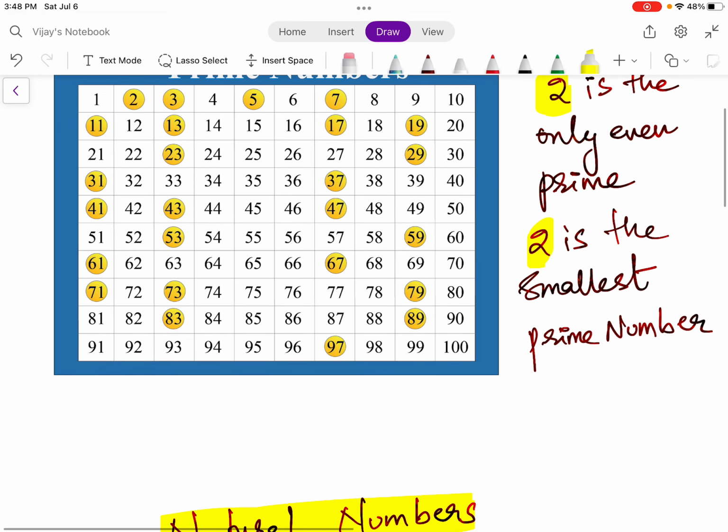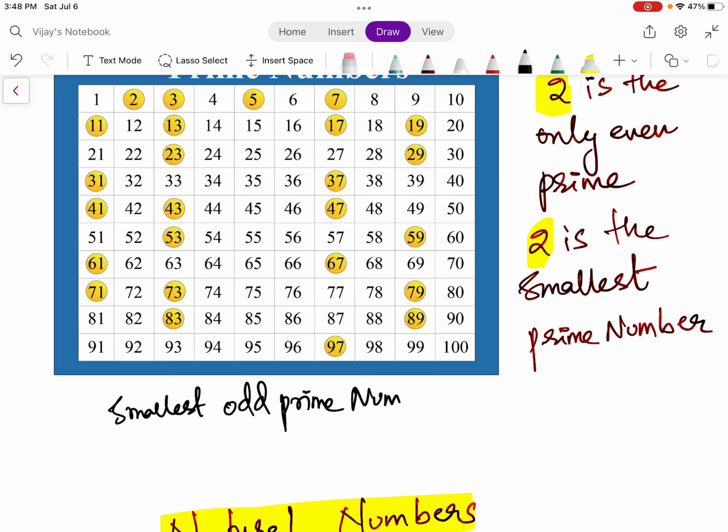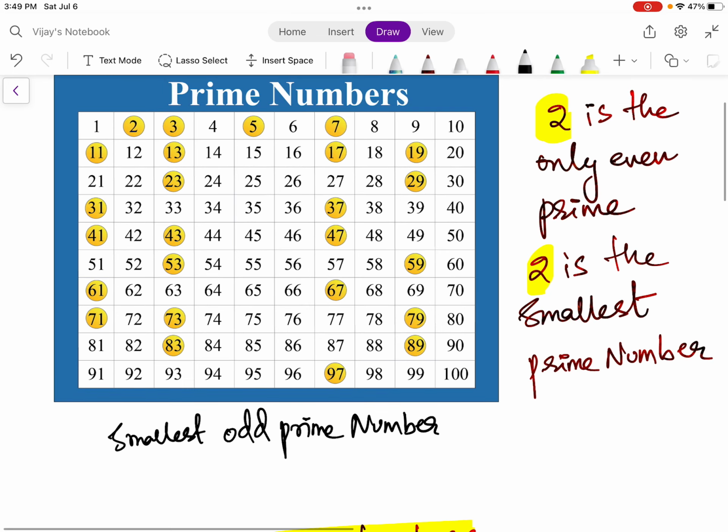So let me write here, smallest odd prime number. See, 2 is the only even prime, so you cannot have any other prime which is even apart from 2, and 2 is also the smallest. So we have written here that 2 is the smallest prime number. The smallest odd prime number is 3. So you can see 3 is a prime number, it is the smallest odd one.